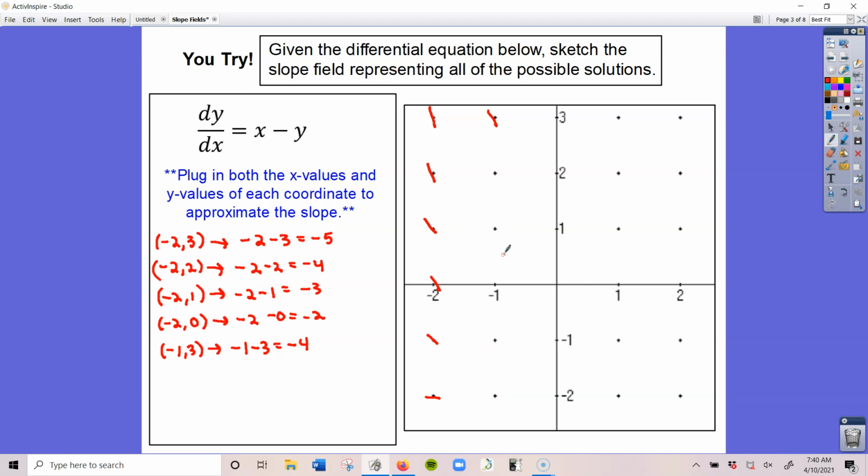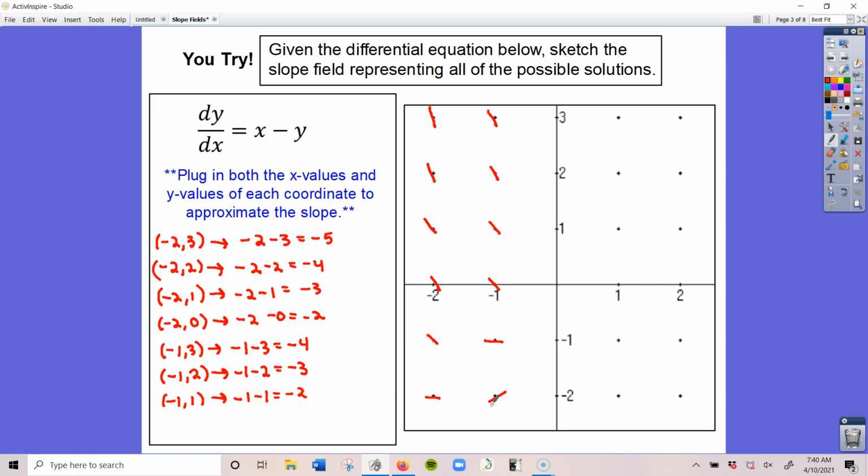And even if you don't recognize these patterns, you can just go through this process of plugging in the x and the y values and getting those coordinates. So let's just continue for a little bit just to make sure that we establish this pattern. Let's plug in (-1, 2). That would give me -1 minus 2, which is equal to -3. So not as steep as the one above, so maybe around like that. Then if I plug in (-1, 1), I would get -1 minus 1, which is -2. And then this one would be -1, then this would be 0, and this would be 1.